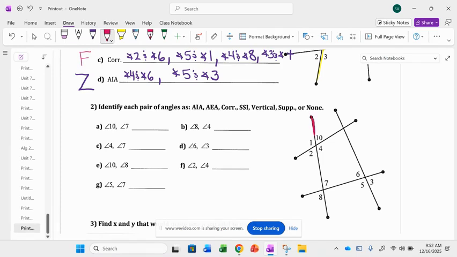So here it says angle 10 and angle 7. And then what you try to do is connect them through a common line or a common transversal and see if we make any kind of angle. So right there, when I highlighted angle 10 and angle 7, I've made a letter. What letter did I make? An F. So that means these are corresponding angles.